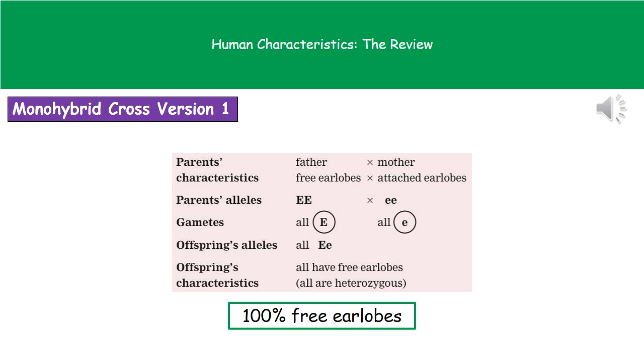We write out the gametes, and in this case the father's gametes are all going to be capital E, and we put the gametes in a circle in this case. and the mother's gametes will all be lowercase e's, and again put that in a circle. When we then work that out, the offspring's alleles will all be capital E, lowercase e, and the characteristics will be that they all have one of those dominant alleles available, so that means they will all have free earlobes, and they're all heterozygous in this case. So our final thing to write down is percentage, so they would have 100% free earlobes.